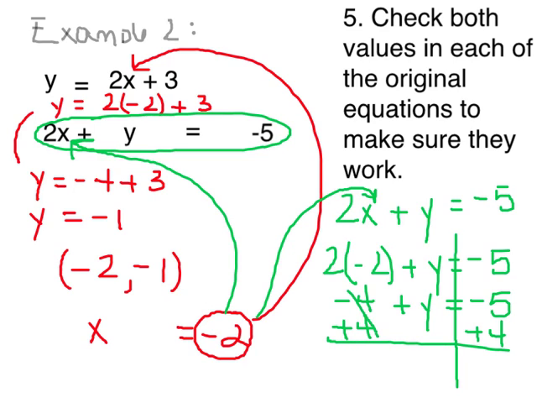So negative 4 plus 4 is 0, which leaves me with y equals negative 1, which is what I got right here. So that means I was correct. That means it's right. And again, my solution is the negative 2, negative 1 that I see right here. So that's my solution.